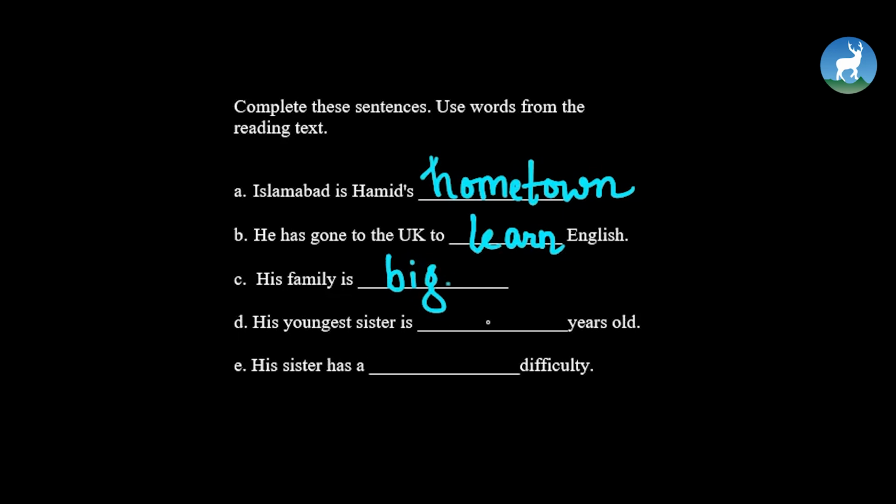His youngest sister is dash years old. Do you remember her age? Yes, her age is 4. His sister has a dash difficulty. What difficulty did he mention about his sister? Yes, it was hearing difficulty. Easy, we finished it together one more time.